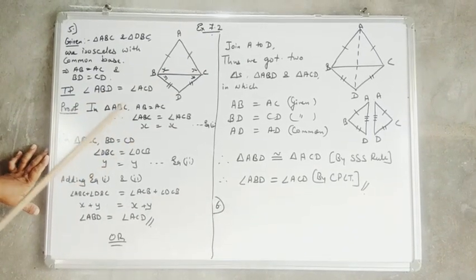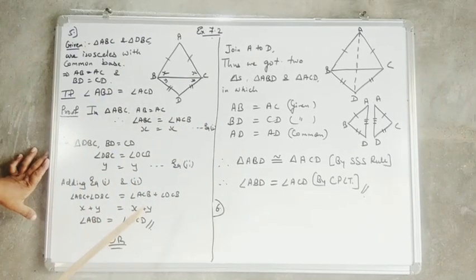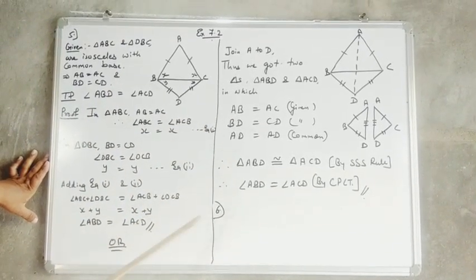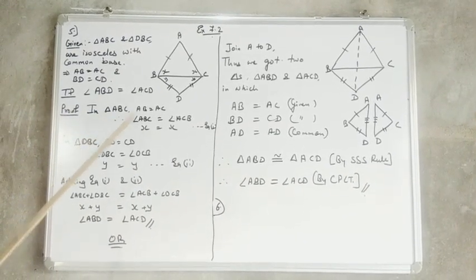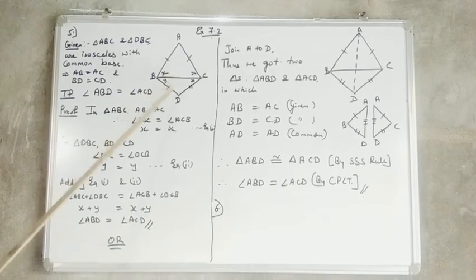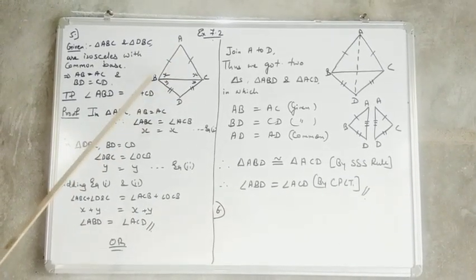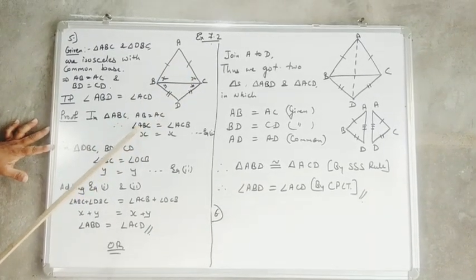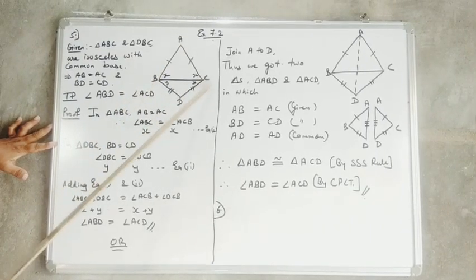For solving this particular sum, there are two methods, and I have written both the methods on the board. Let us go for the first method and then we will see the second one. For the first, we are taking both the triangles separately. So I have taken the first triangle, ABC. AB is equal to AC. So I can say angle ABC is equal to angle ACB.